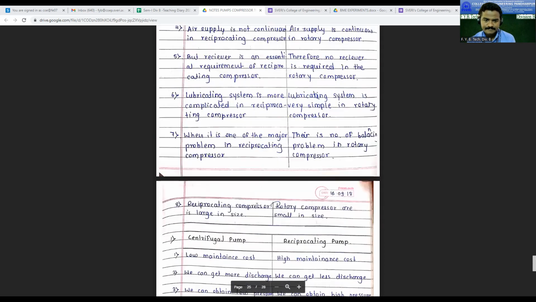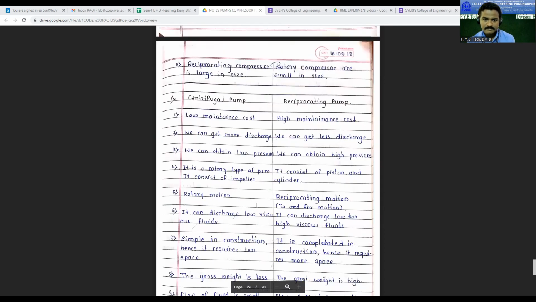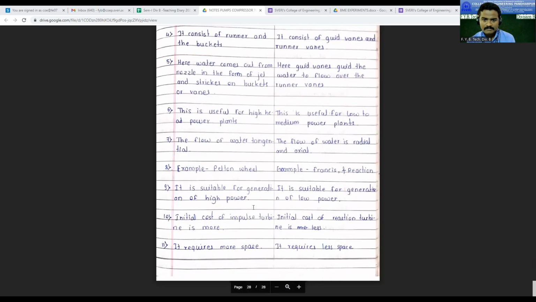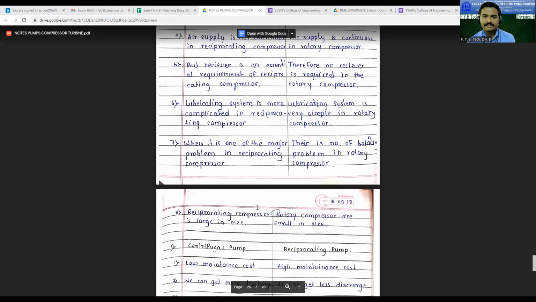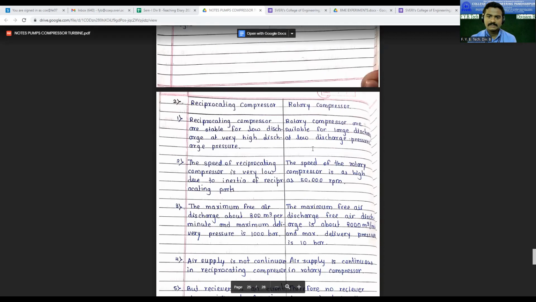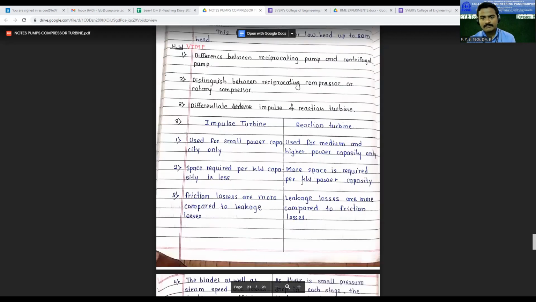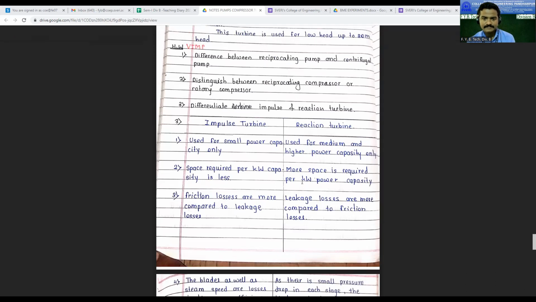Okay. So these differences you have to write as an assignment part. Now 5 MCQ questions. You can select any 5 MCQ questions.